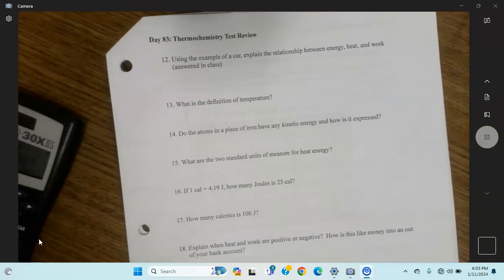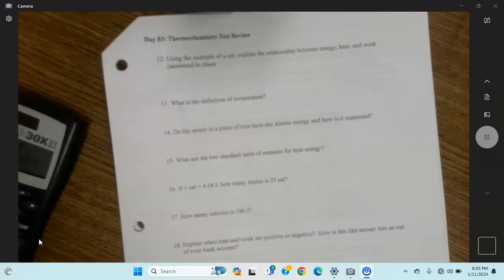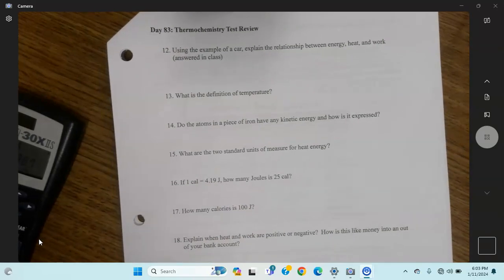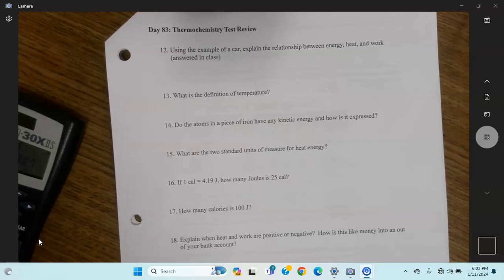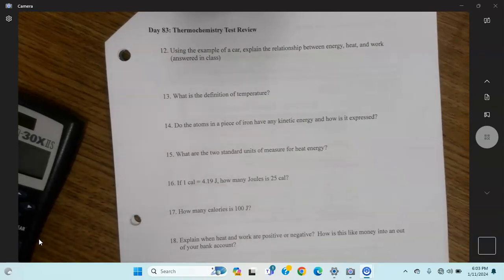Using the example of the car, explain the relationship between energy, heat, and work. So the energy is the gasoline, and all that gasoline eventually gets burned and does two things. It creates work. It makes the car move forward. That's what you want. But most of it actually comes off as wasted heat into the atmosphere. So all of the gasoline energy goes into either heat or work. That's the delta E equals delta W plus delta Q.